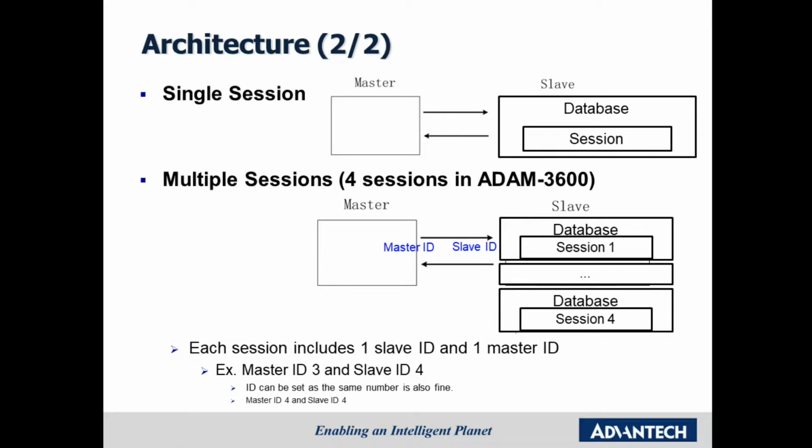ADAM3600 supports 4 sessions as DNP3 slave. That is to say, the master can inquire 4 different databases at the same time. To explain in more depth, each session includes 1 slave ID and 1 master ID. However, the IDs can be set to the same number. For example, master ID 4 and slave ID 4 in the same session. The default is master ID 3 and slave ID 4. That is, the slave is the server.